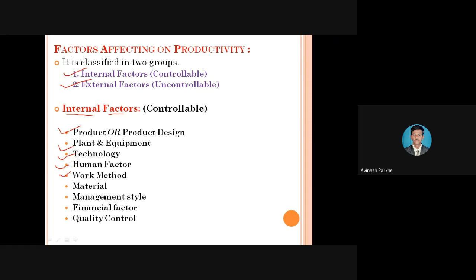Then work study. Work study, we have already discussed. Work study is one of the components, and it is further divided into two types. The first one is method study. Method study means to eliminate the unnecessary operations, and from that we have to develop a new method to eliminate the unnecessary operations from the production process. If I develop the new method, that concept is called method study, which is one of the types of work study.